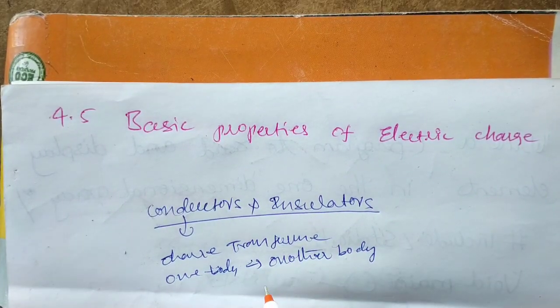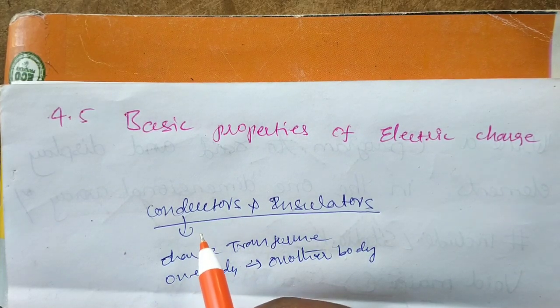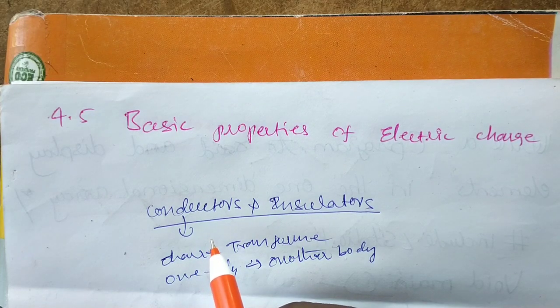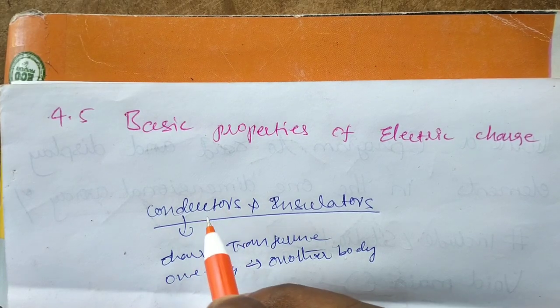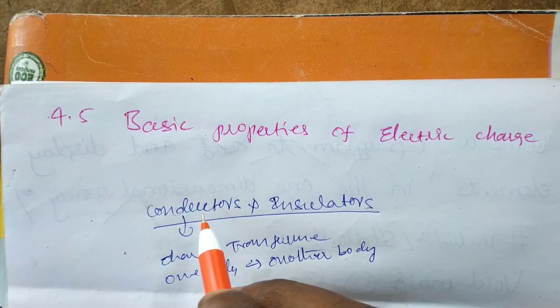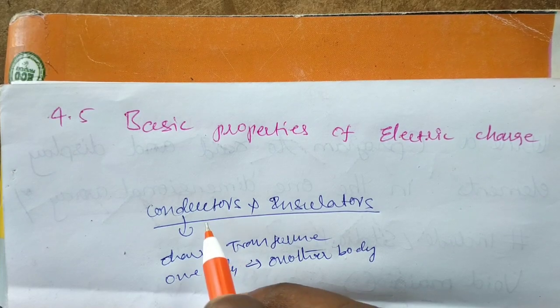It may be metal to metal, conductor to semiconductor, or insulator to conductor. That means this is the transmission of charge carriers from one place to another place. This type of substance is called a conductor.